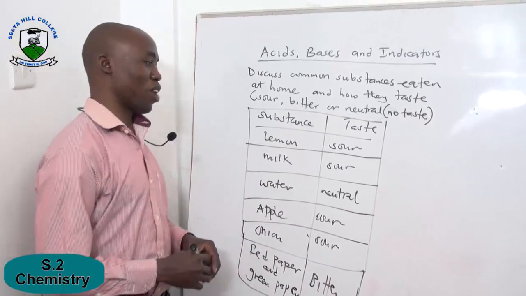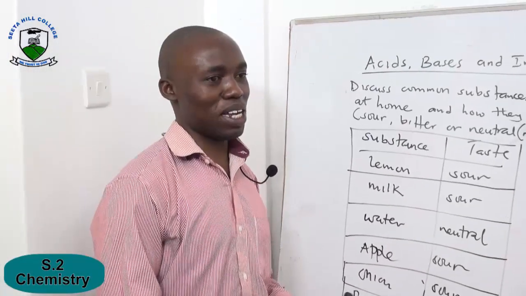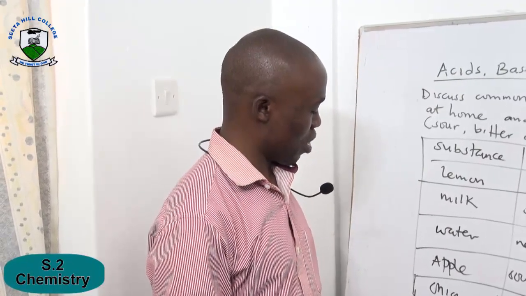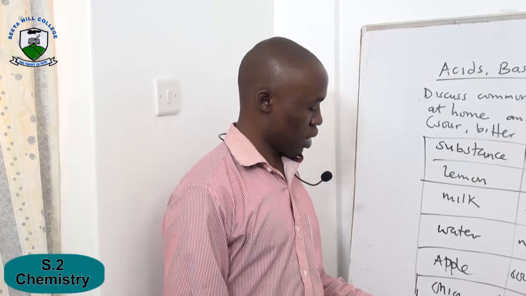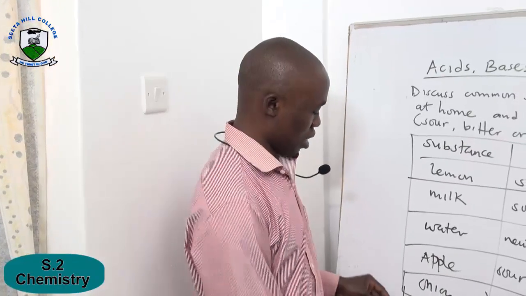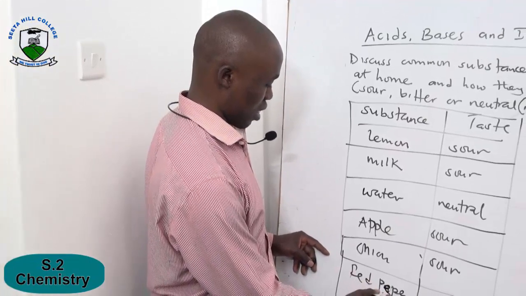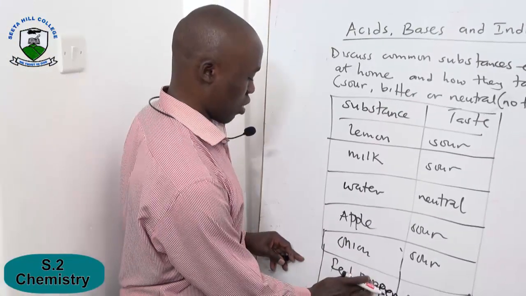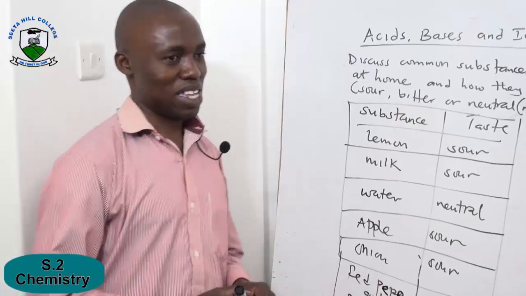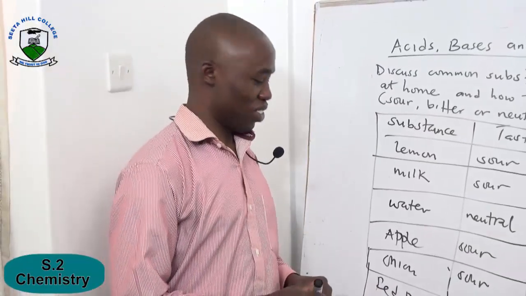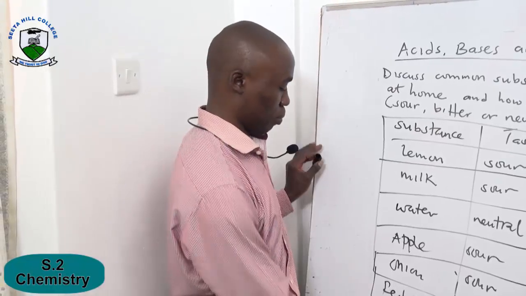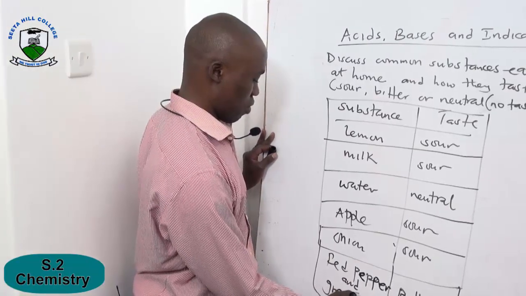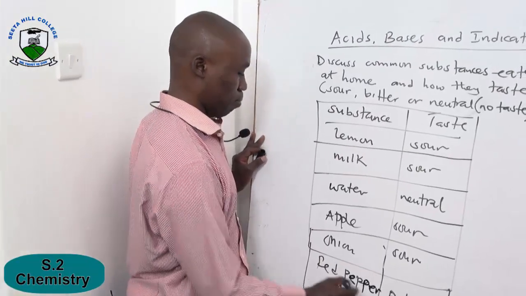I hope you are aware of what we mean by sour and to be bitter. Red pepper. P-E, double P, E-R. Thank you for that correction. Pepper. Okay. Those ones are even the same here. Yes. You have said they are bitter.